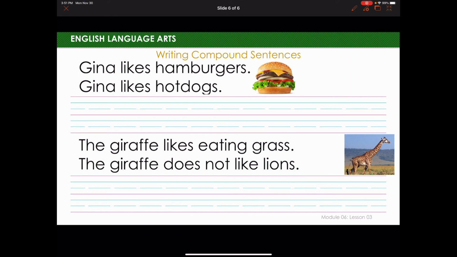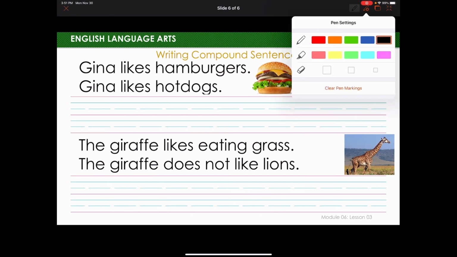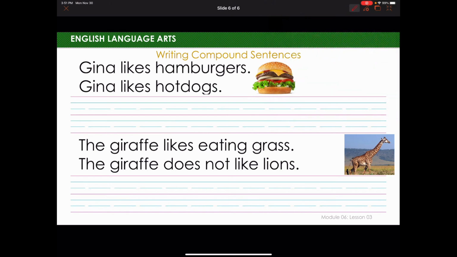Okay. Last thing that we're going to do here, we're going to continue working on combining sentences. When you combine sentences, remember it helps us to make our writing more interesting, and we use what's called a conjunction. Conjunctions are words that help us to connect two sentences together, like and, but, or so. It also helps so that we don't repeat ourselves over and over again.